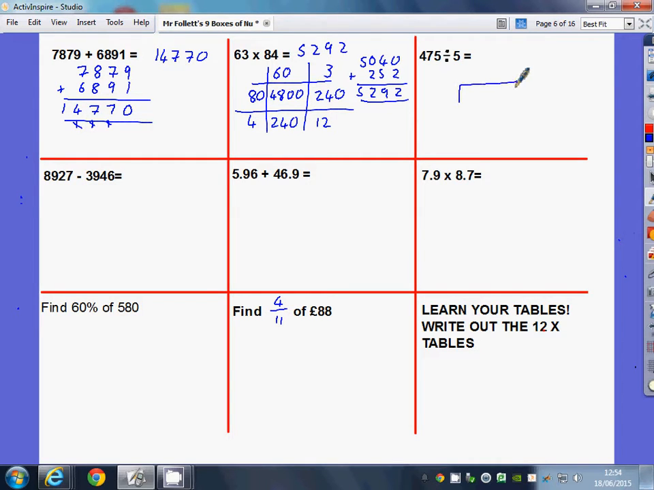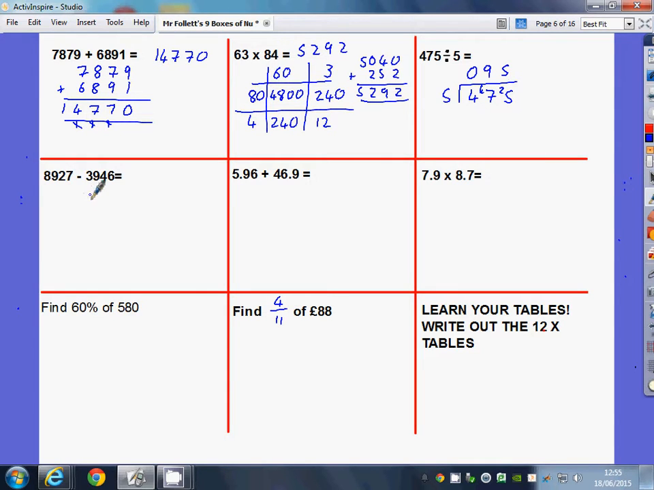Division. Again, hopefully as soon as you see a division question, you're confident now. We set up the bus stop. So first thing to ask yourself is, how many 5s go into 4? Well, the answer is none, with 4 left over. How many 5s go into 47? Well, 9 5s make 45, and that gives me 2 spare. How many 5s in 25? 5. So the answer is 95.